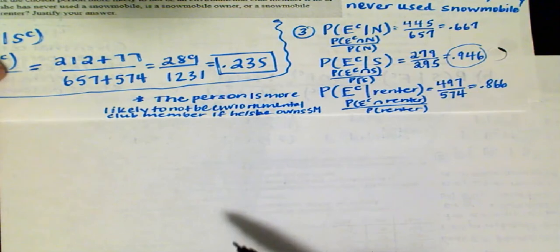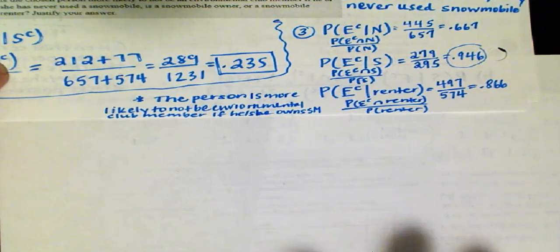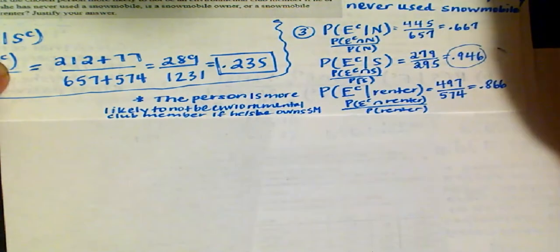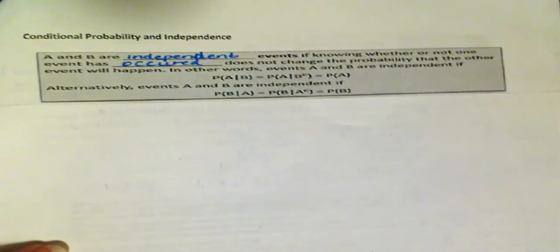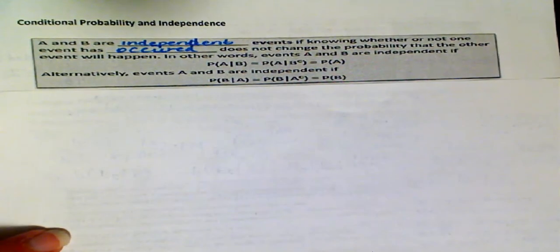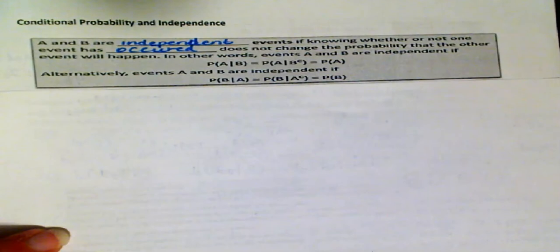Okay, the last thing we're going to do is go through and show how we can use conditional probabilities to prove that two events are independent. Okay, and that is the remainder of the lesson. So let's go through this. All right, A and B are independent events if knowing whether or not one event has occurred doesn't change the probability the other event will happen. In other words, events A and B are independent if.